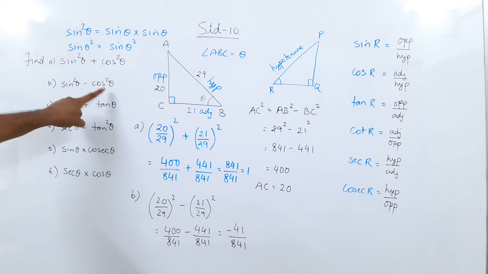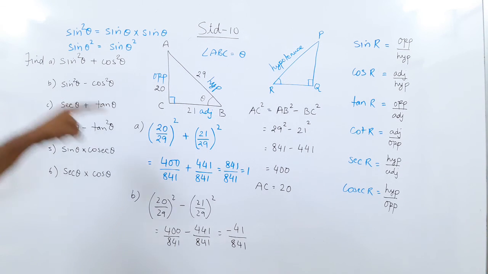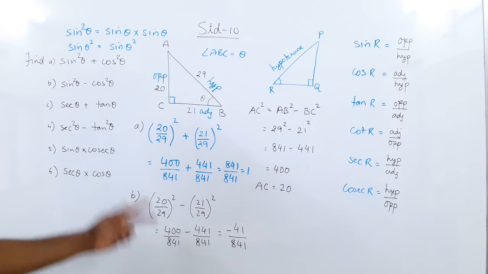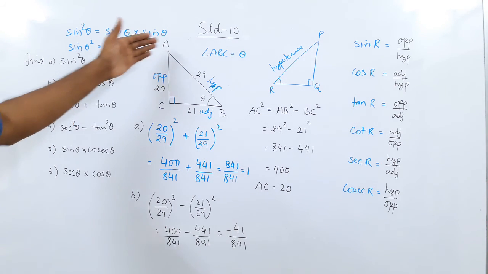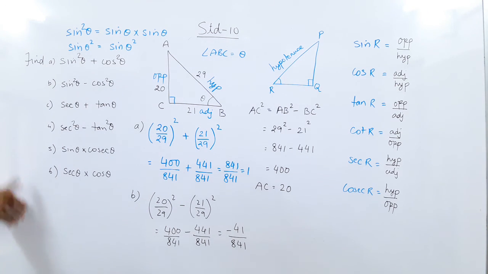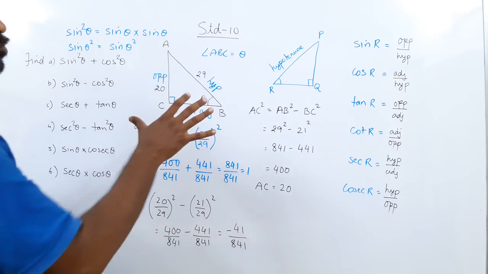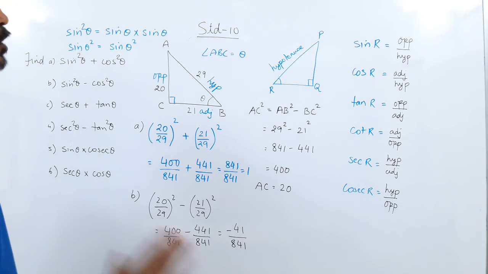Okay, so if you had got cos square theta minus sin square theta, the answer is 41 upon 841 because it is 441 minus 400. Here I have taken the reverse because once you get the three sides, you can go by any ratios that you want. The question lies in first finding the three sides and then doing whatever the question is asking. So do not worry about signs, do not worry about values. You have to follow the rules in mathematics. The rules have to be followed.